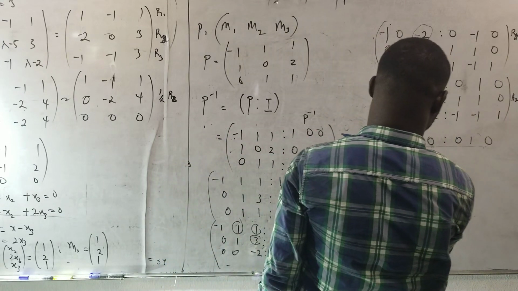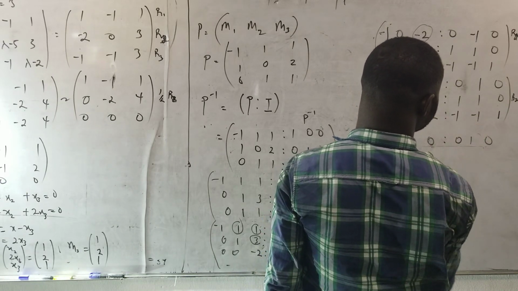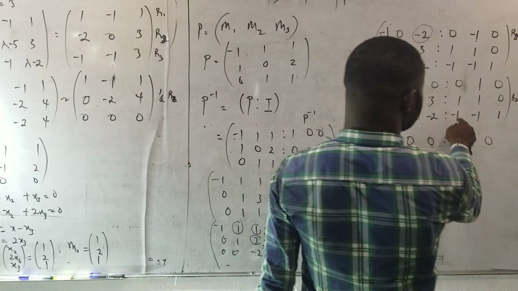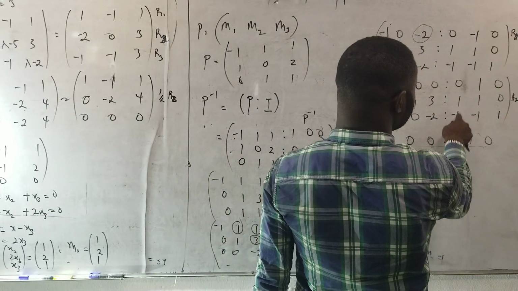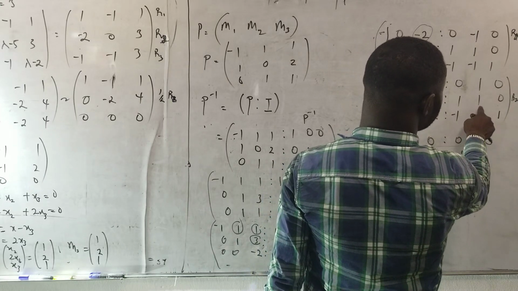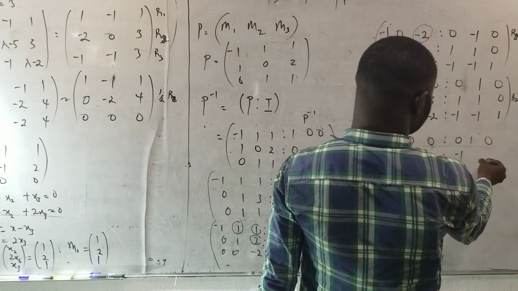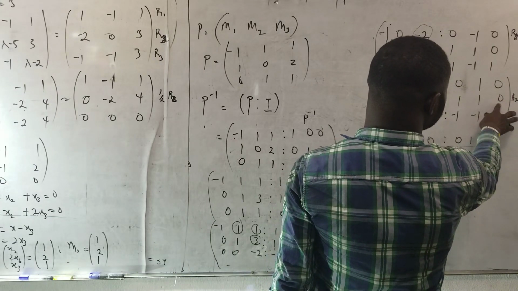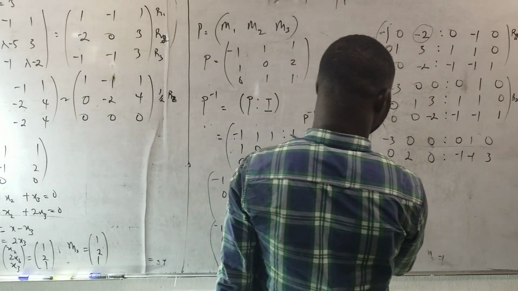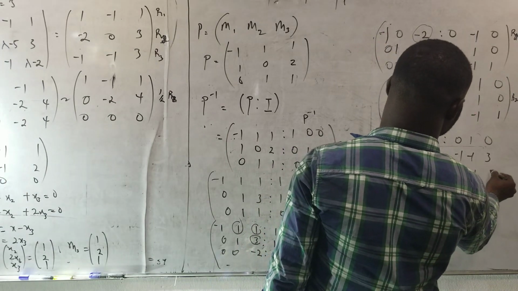2R2. That will be 2. That will be 0. And this one will be what? 2R2 plus R3. 2, that will be 2 minus 3. 2 minus 3, that will be minus 1. And this one will be what? 2 minus 3 also, minus 1. And that will be what? 3. Now, at this junction, I'll be having is 0 is 0, minus 2, and minus 1, minus 1, 1.